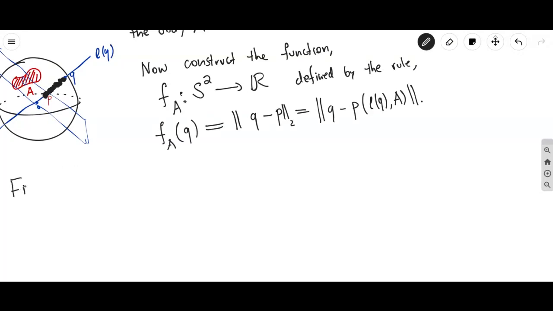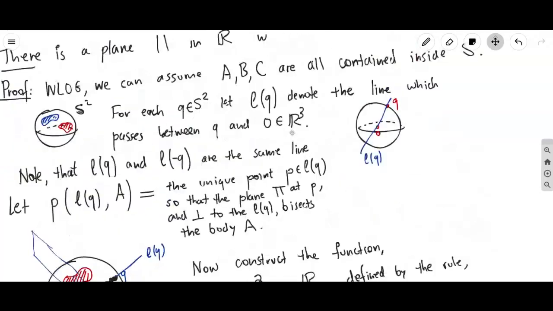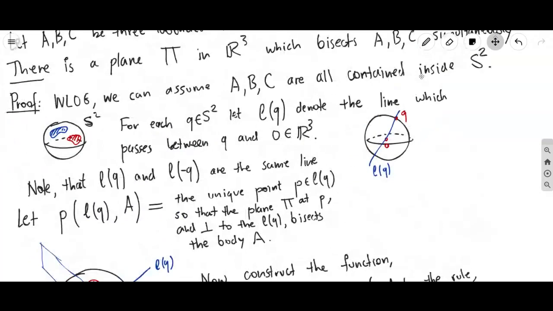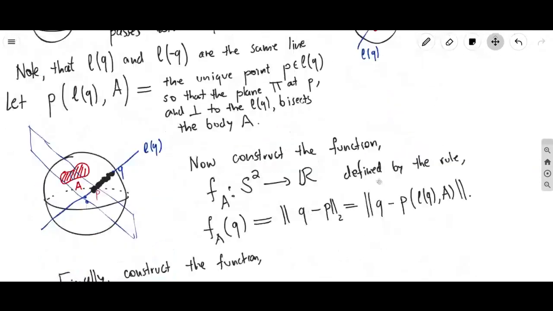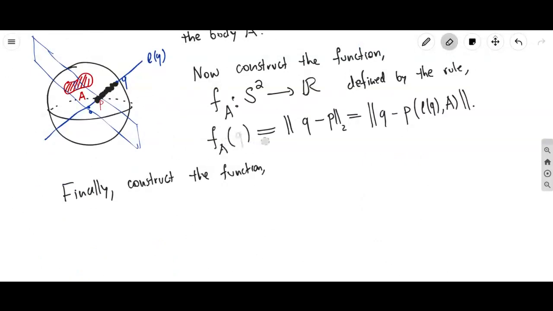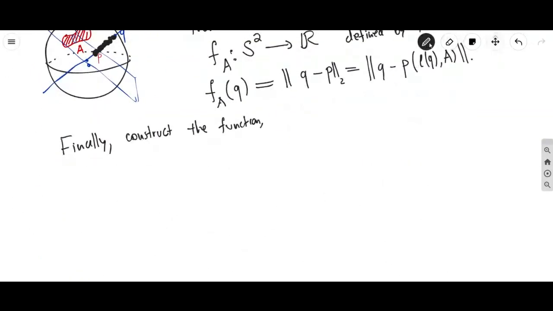So finally, construct the function. How many functions did we already construct? Let's count. So we did construct the line, and this is a point on the line. I guess you can call it a function that depends on the body and the line. Then we constructed these. There's technically three of them, and now we're constructing another one. So finally, we're going to construct a function. Let's just call this one f.